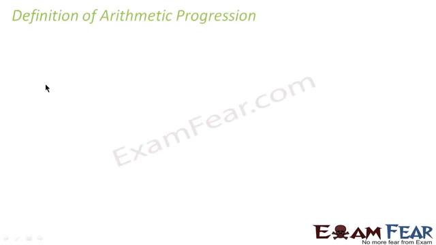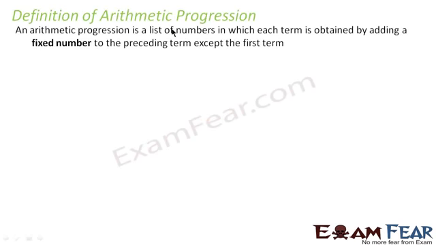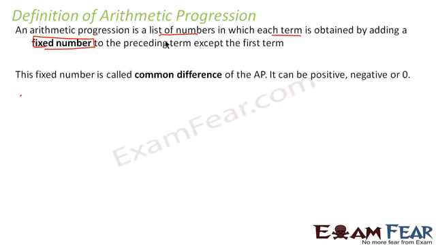Correct? Let me define arithmetic progression now. Arithmetic progression is a list of numbers in which each term is obtained by adding a fixed number to the preceding term. Let me repeat. Arithmetic progression is a list of numbers in which each term is obtained by adding a fixed number to the preceding term. And the fixed number is called the common difference. It can be positive, negative or zero.